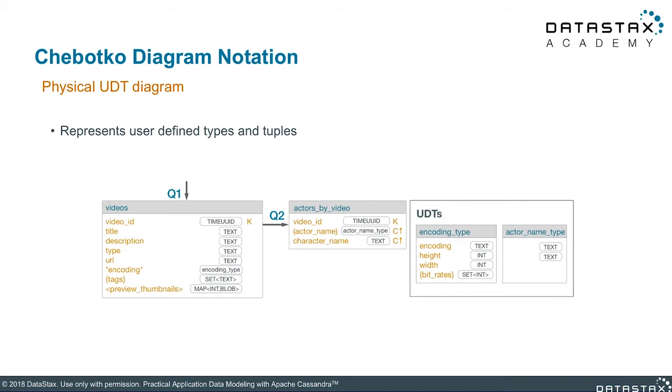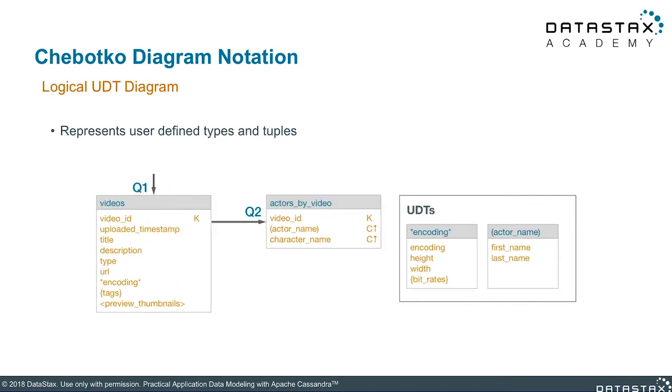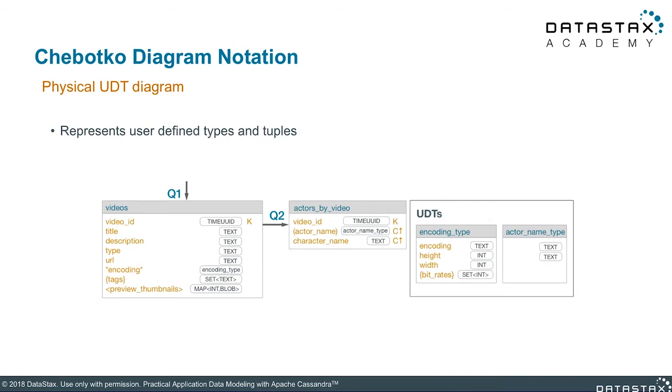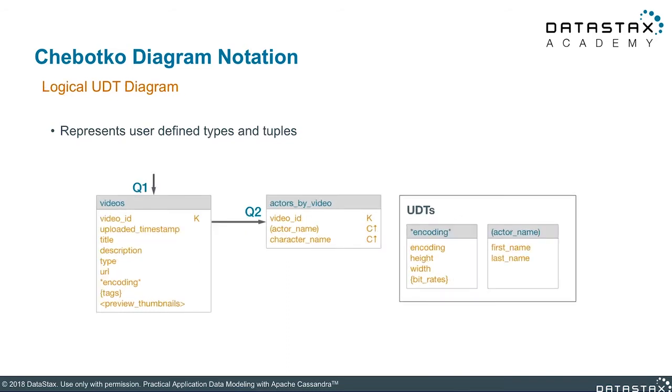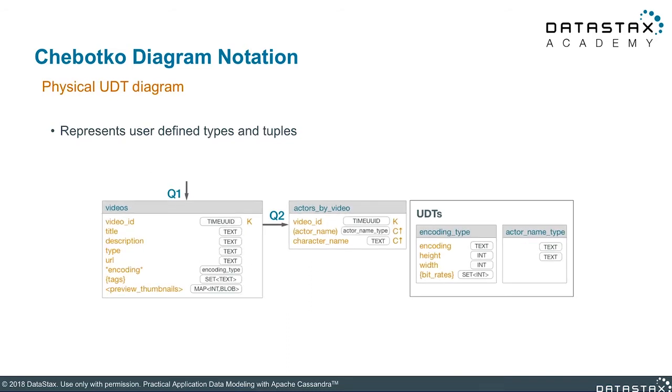Let's pop between this and the logical diagram we saw in the previous slide and see if we can tell the difference. Logical, physical. Logical, physical. Do you see the difference? Go figure. Hopefully it was obvious. As I mentioned earlier, all we're doing is adding the CQL data types.